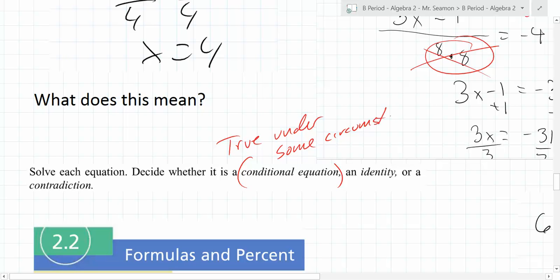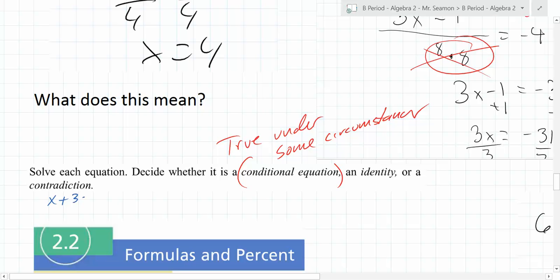What about the other ideas? If it's true under some circumstances, it could also be true under all circumstances, or not true. So let's do the not, contradiction. What about contradiction? It seems like it'd be silly, but what about this? Contradiction.